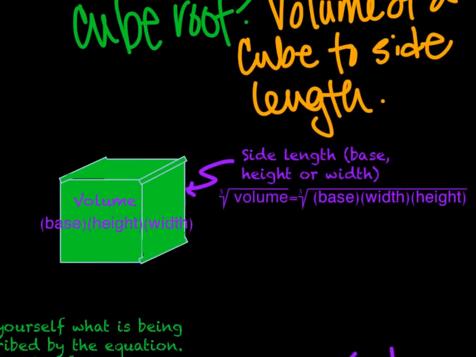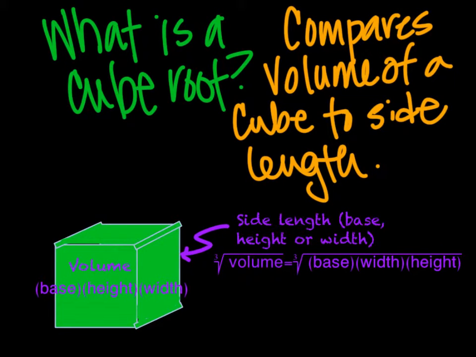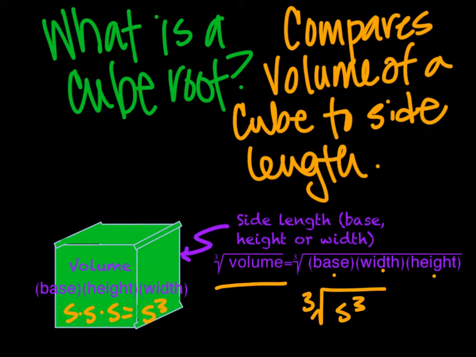Next, let's look at cube roots. What is a cube root? A cube root compares the volume of a cube to its side length. So here we have a cube, which I tried to draw, it didn't work out very well. And the volume is quite literally base times height times width. Or if we were thinking about a cube, all of those things are the same. So it's a side times a side times a side, or side cubed. The side length is essentially the cube root of a volume, or the cube root of the base times width times height, or the cubed root of side cubed.